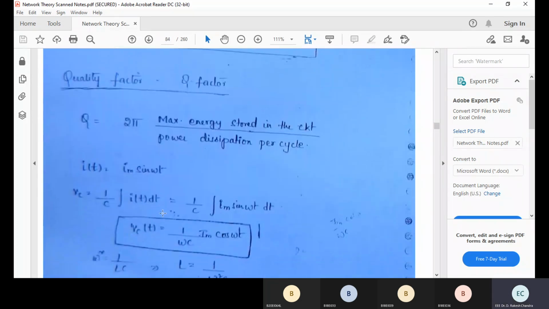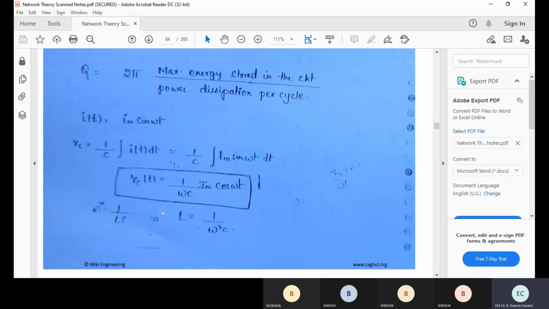Okay, and we'll have the important thing called the quality factor. What is a quality factor? Quality factor Q is equal to 2 pi into maximum energy stored in the circuit divided by power dissipation per cycle.